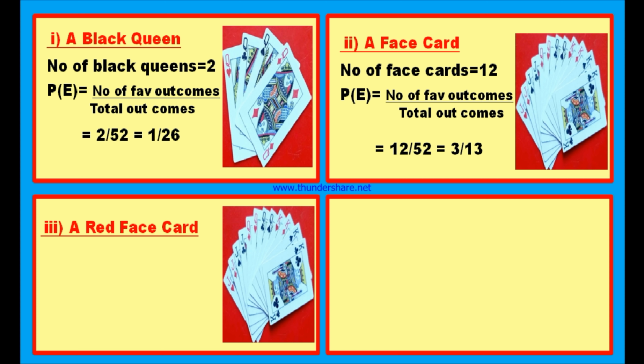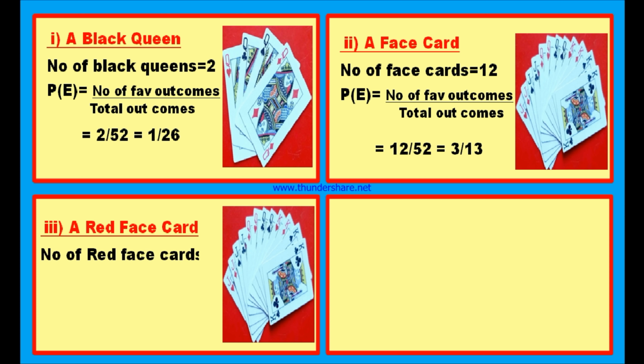You may please verify. 2 jockeys are in red color, 2 queens are in red color, 2 kings are in red color. Therefore, the total number of red face cards is equal to 6. Number of red face cards is equal to 6.